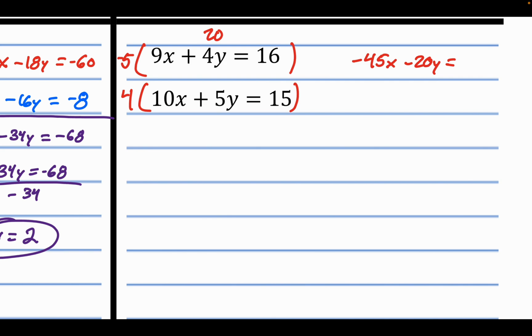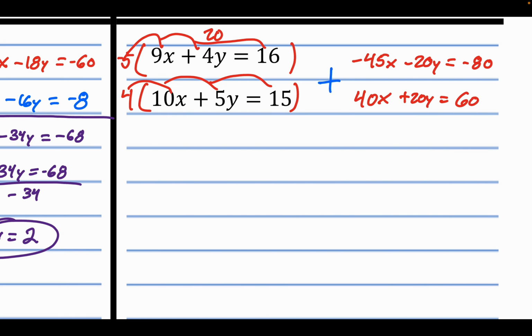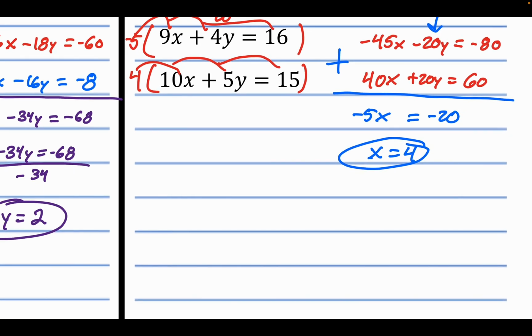I'm going to double check because I don't want to make any other mistakes. There's our top equation. Bottom equation gives us 40x plus 20y equals 60. We've got our equal opposites for our y's. Negative 5x equals negative 20. So x is 4.